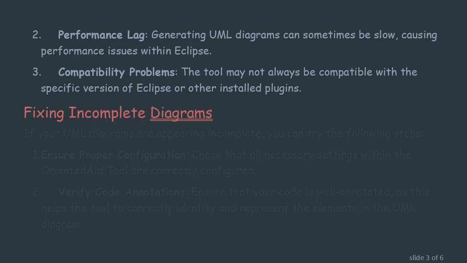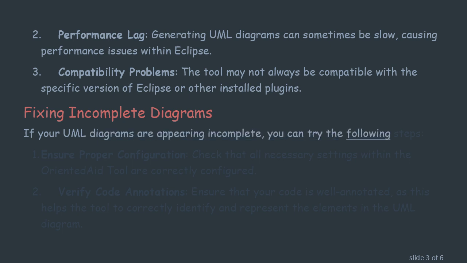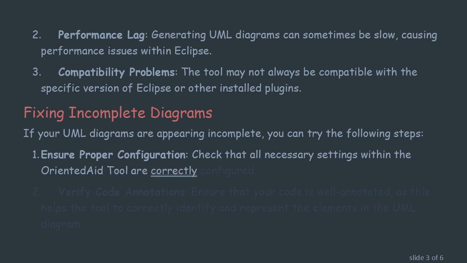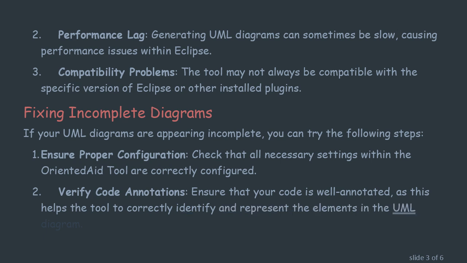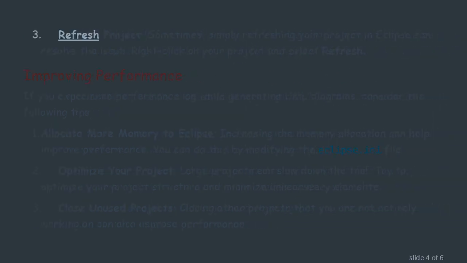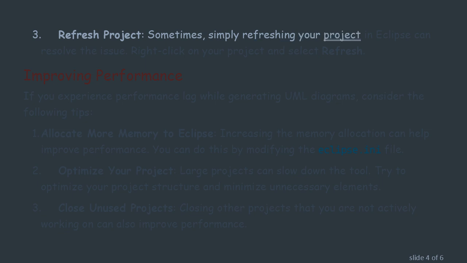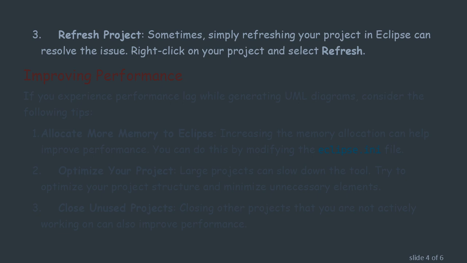Fixing incomplete diagrams. If your UML diagrams are appearing incomplete, you can try the following steps. Ensure proper configuration. Check that all necessary settings within the OrientedAid tool are correctly configured. Verify code annotations. Ensure that your code is well annotated, as this helps the tool to correctly identify and represent the elements in the UML diagram. Refresh project. Sometimes, simply refreshing your project in Eclipse can resolve the issue. Right-click on your project and select Refresh.